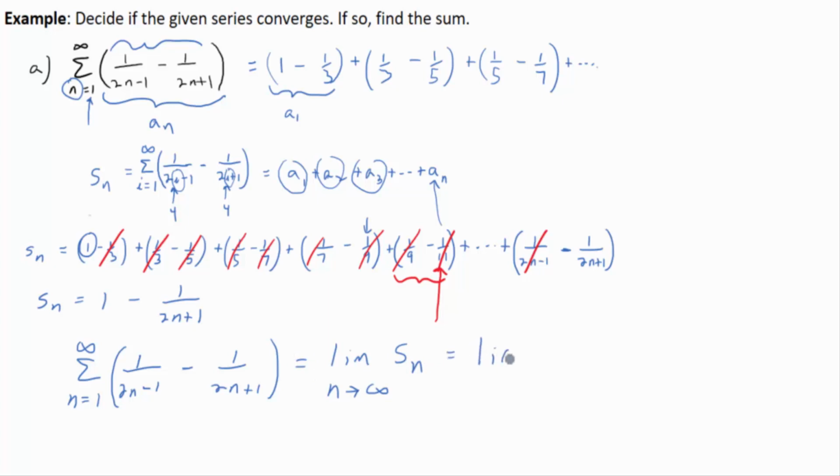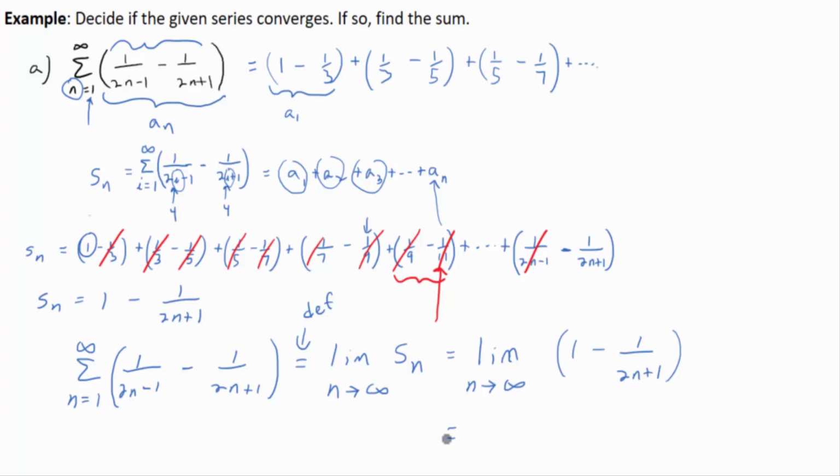This equality is by definition. But in this particular case, that's the limit as n goes to infinity of our formula for Sn, 1 minus 1 over 2n plus 1. And that's something we know how to take the limit of. So we put a series in terms of Sn, which is really a sequence of partial sums. And by doing that, we can now use our knowledge of limits to figure out what that series converges to.